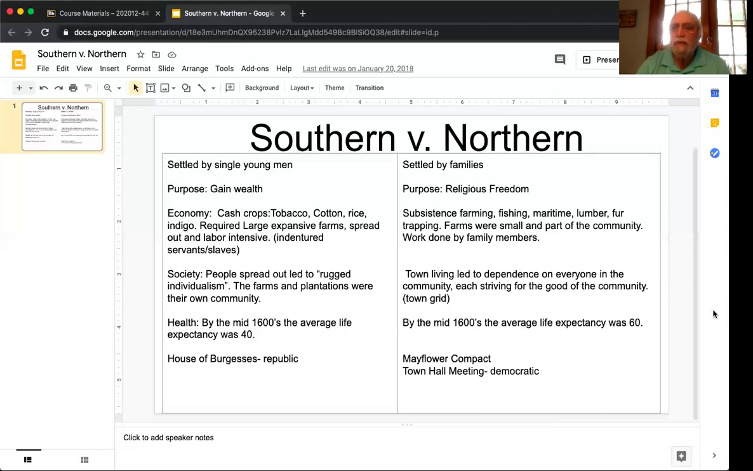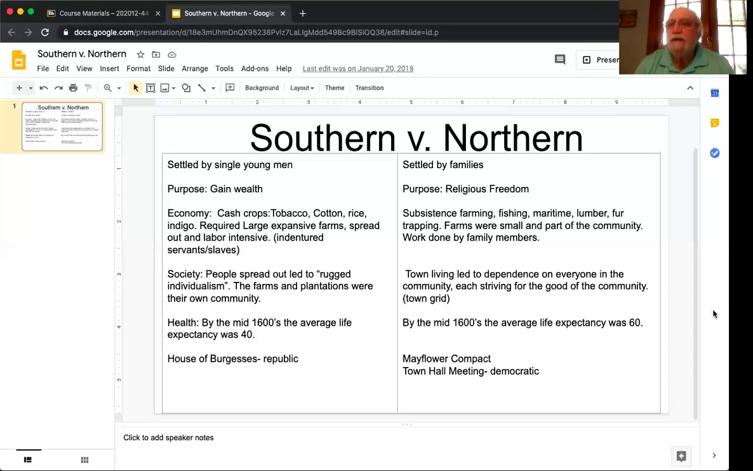Obviously, Massachusetts Bay is right on the Atlantic Ocean. And so they became subsistence farmers. So in other words, the difference between farming in the north and the south is that the farmers in the north were subsistence farmers. In other words, farmers that basically grew the things that they needed to survive. They supplemented that with fishing and hunting, things like that.